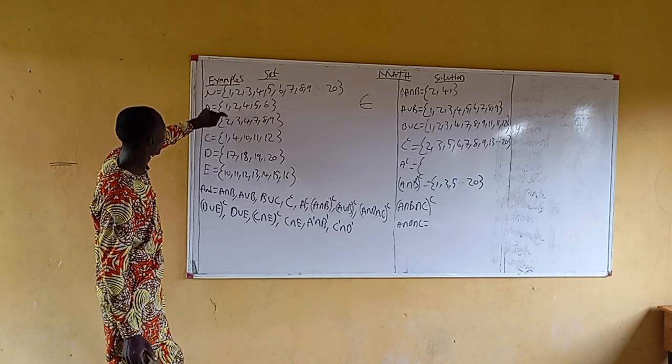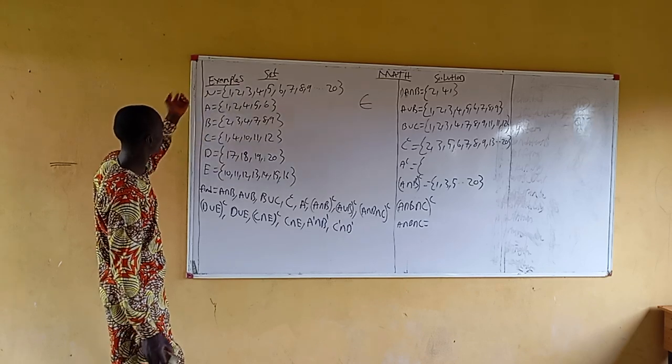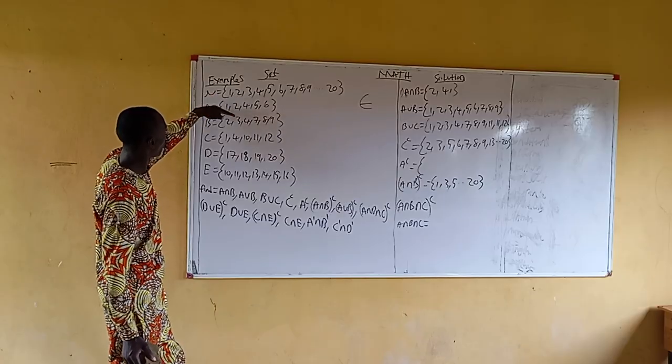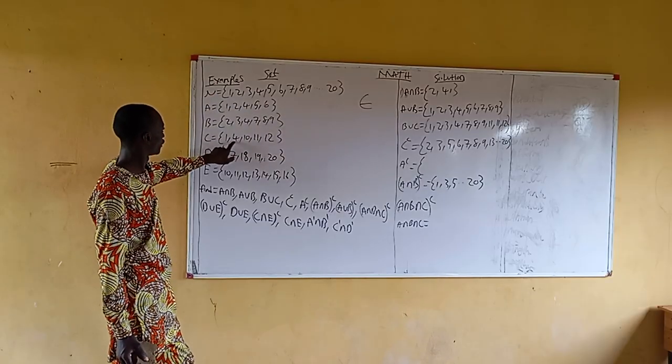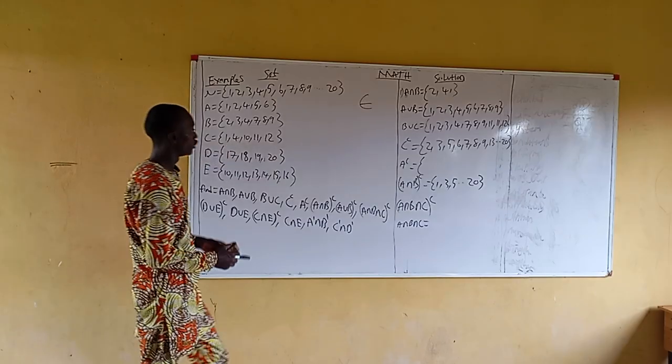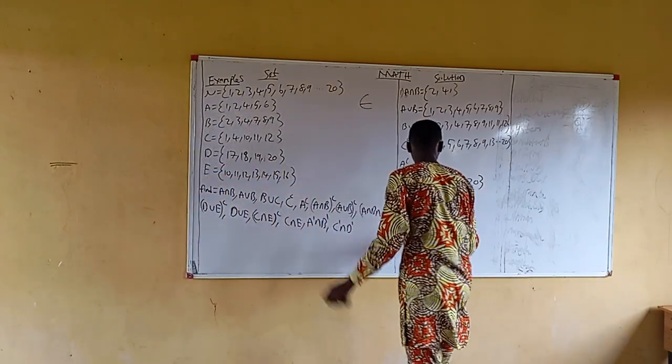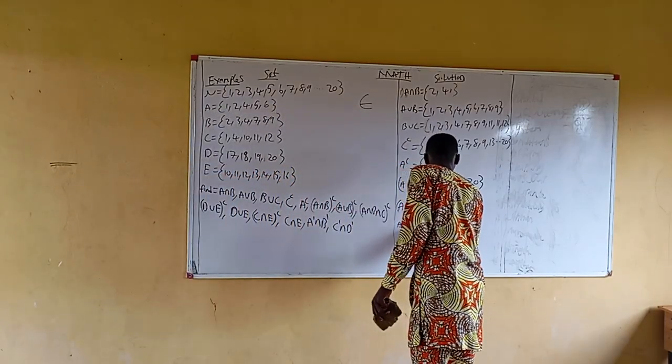Now, we have 2 here, we have 2 here, but there's no 2 here. Can't pick it. We have 4 here, we have 4 here, we have 4 here. You can see, so the common element between them is what? 4.